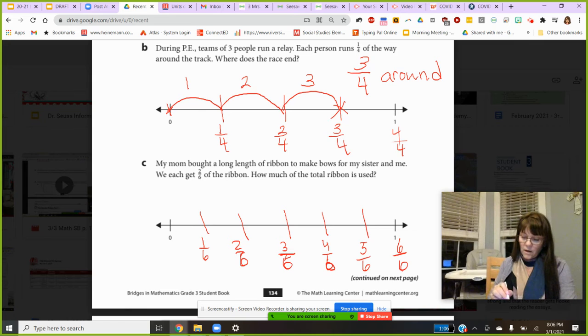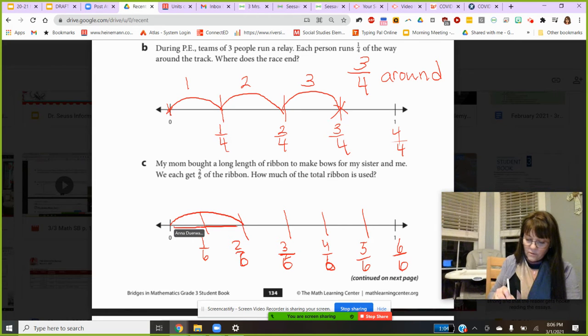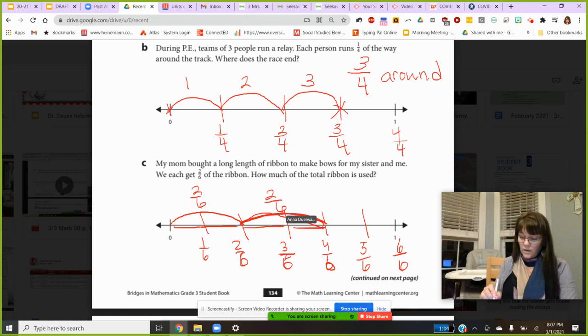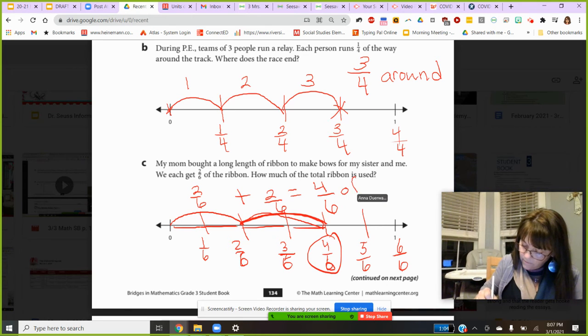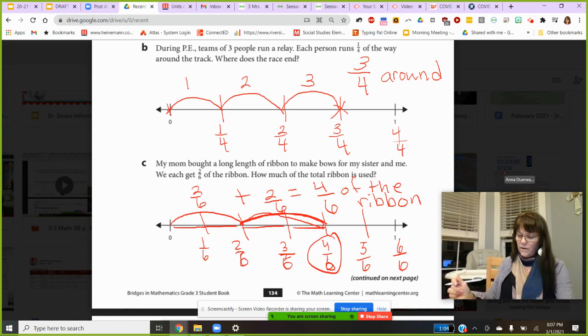So each gets 2/6 of the ribbon. So this is 2/6. So 1, 2. That's 2/6. And then 1, 2 more. So that's 2/6. So that's a total of 4/6, because 2/6 plus 2/6 equals 4/6. So 4/6 of the ribbon is your final answer.